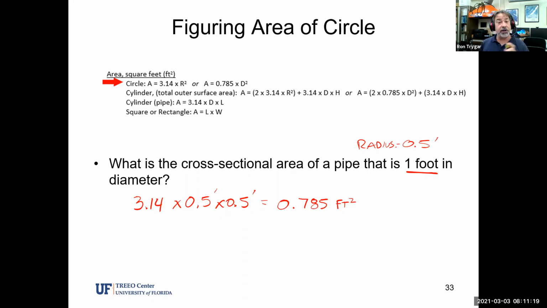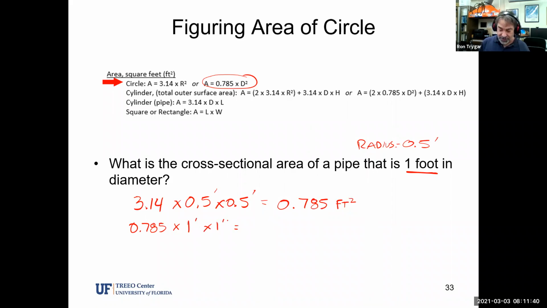All right, so now if we're going to use a secondary formula, the formula will be written like this. It'll be 0.785 times the diameter. The diameter was how many feet? We said the diameter was 1 foot. So times 1 foot times 1 foot.